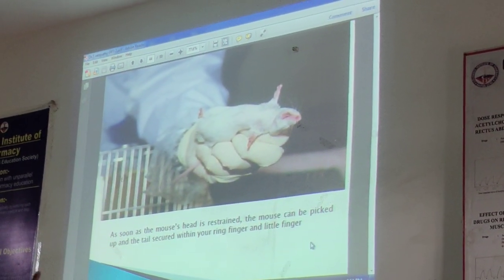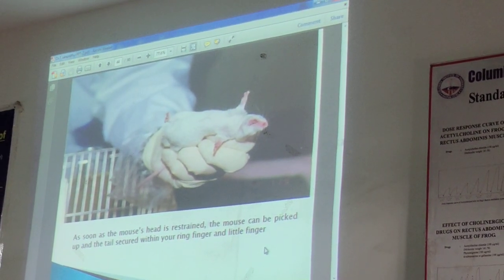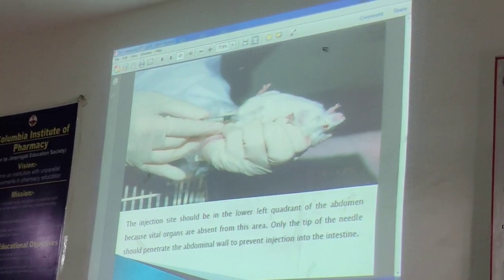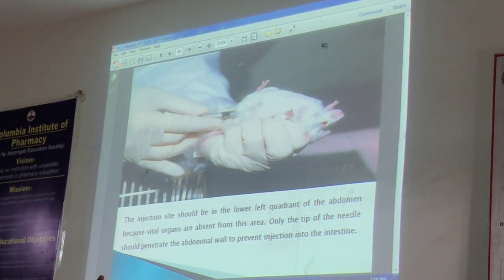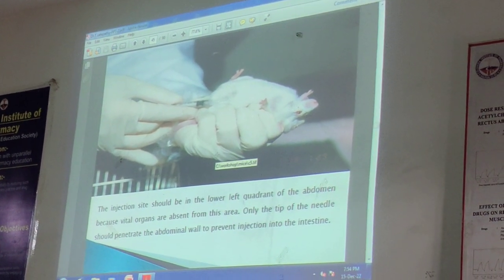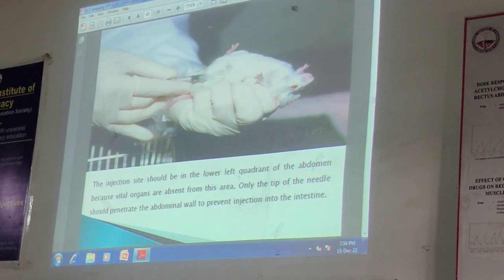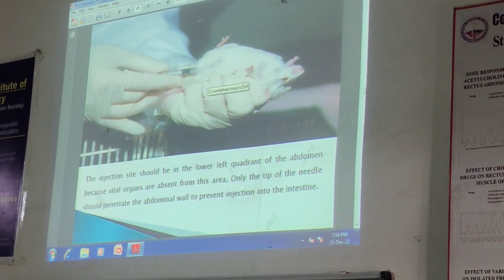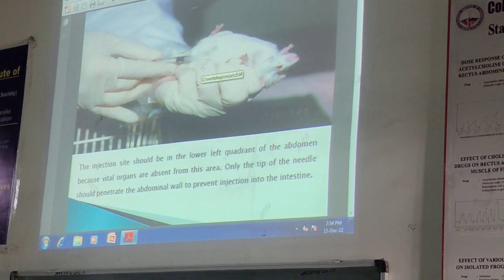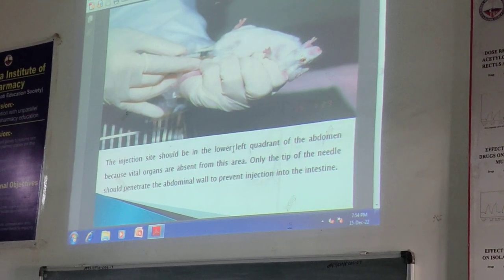See, these are the areas, the abdominal area, where the injection is to be given. See, this is the injection procedure. This is the intraperitoneal method. In the single-handed method, we have to hold the animal carefully without giving any sort of stress or pain, and in the other hand we take our drug loaded with a 26 gauge needle and the 1 ml syringe, and we inject here.